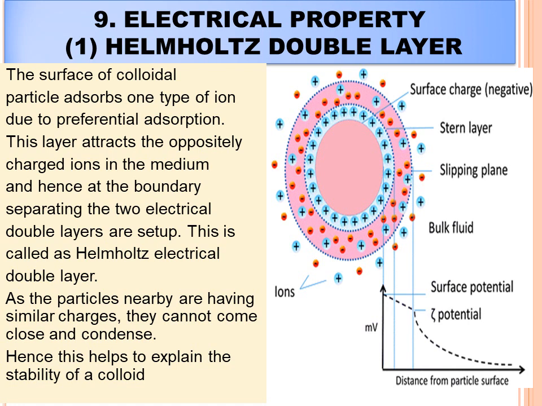It is called surface potential or zeta potential. Again, this is a single particle of colloid. When it faces another particle, it will also have a layer, two layers of charges, the Helmholtz double layer. The outermost layer may have negative charges, so these two particles repel each other. As the nearby particles have similar charges, they cannot come close and condense. Hence this helps to explain the stability of colloids.